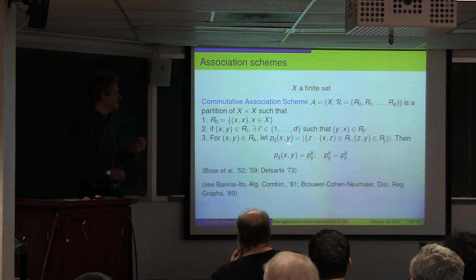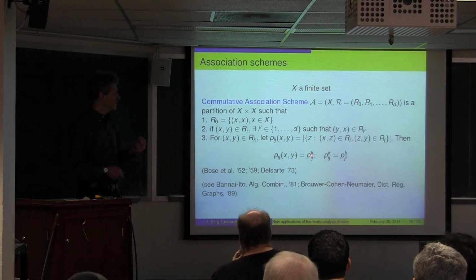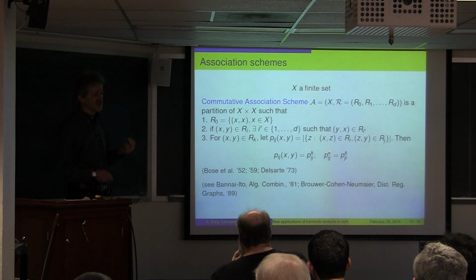The third part of the definition is the count of triangles. Take xy in Rk, define the number Pij(xy), that is the number of z's such that xz is in Ri and zy is in Rj. Then that number in fact does not depend on xy, but only on k, the count of triangles, and moreover there is this commutativity, and thereby we obtain a commutative association scheme.